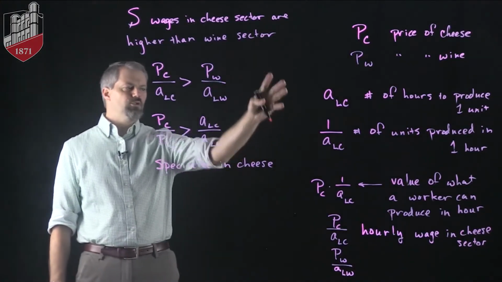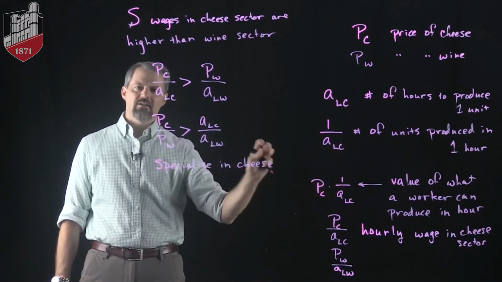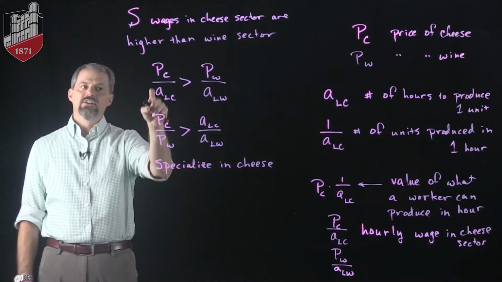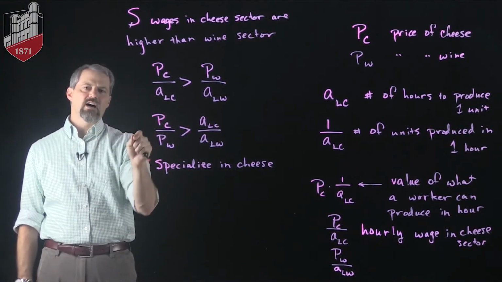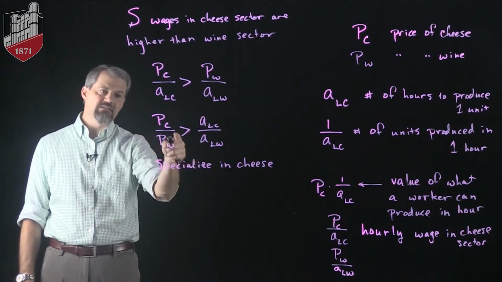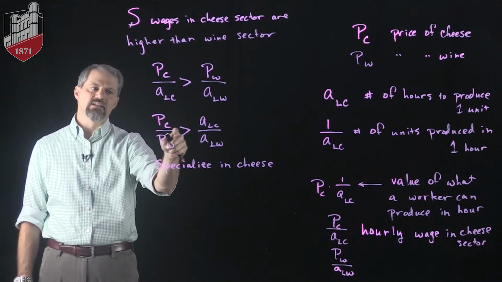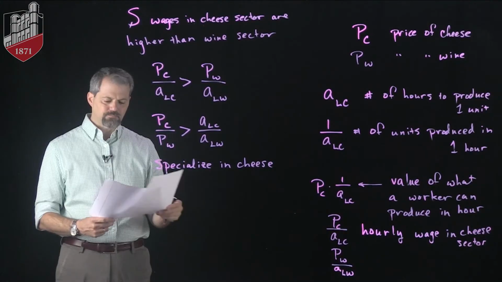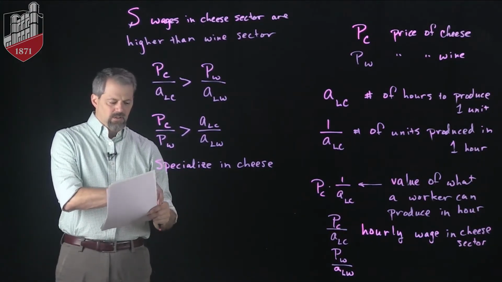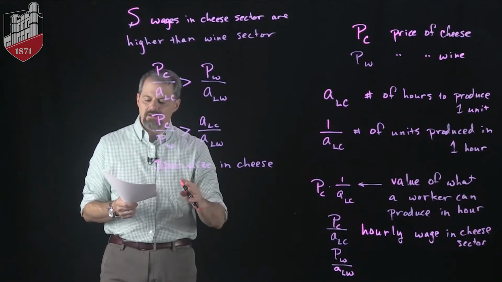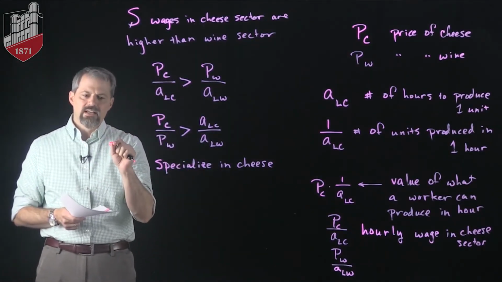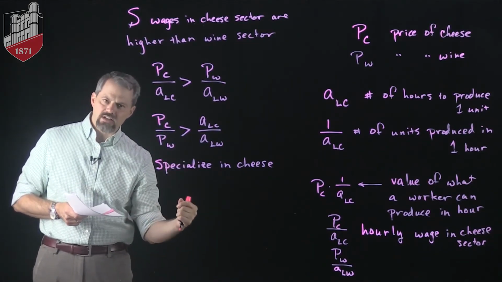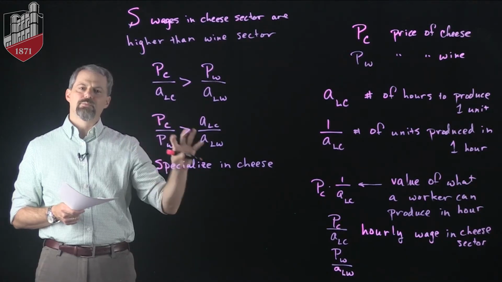So this isn't anything new. All we're doing is we're using what we know about labor and the fact that labor will move to whichever sector it is paid the most in to understand why the economy would specialize in cheese if the relative value of cheese is higher than the opportunity cost of producing cheese. Okay, so this is a key result, and it's something we're going to use a lot. What it tells us is that if the relative price of cheese is higher than the opportunity cost of cheese, that economy will specialize in cheese.